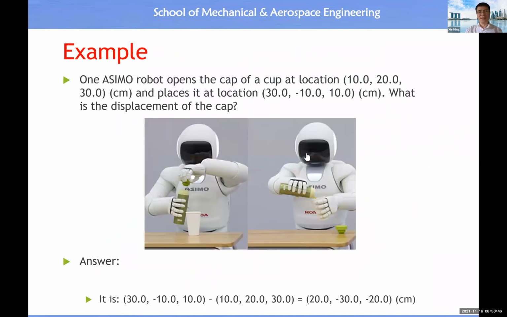This is just a small exercise for you to understand what the displacement vector is. The robot opens the cap at the location (10, 20, 30) cm and places it at the location (30, -10, 10). Then what is the displacement of the cap? Final position minus initial position, and the result is the displacement vector.